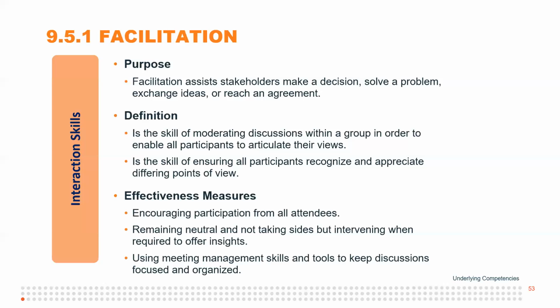So the effectiveness measures are: were you able to encourage participation from all attendees? Are you able to remain neutral and not take sides, but intervene when required to offer your insights? And are you using your meeting management skills and tools to keep the discussions focused on the topic and well organized, as opposed to drifting off topic, as can happen? As a topic drifter, I know what that's like. I have to constantly rein myself in. But anyway, that's facilitation.